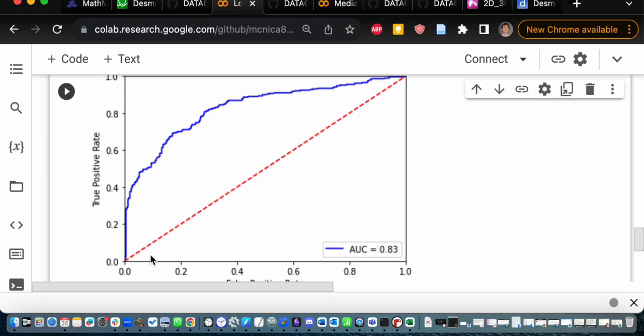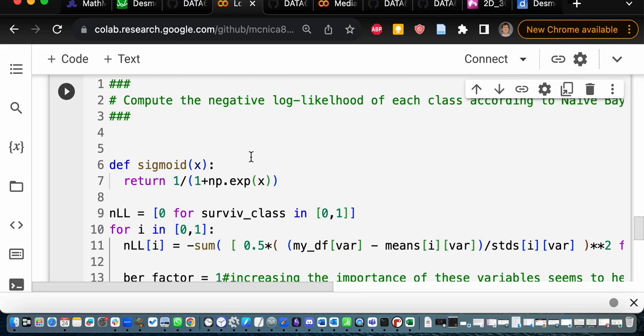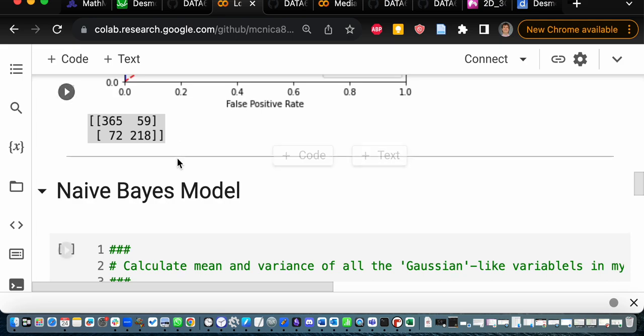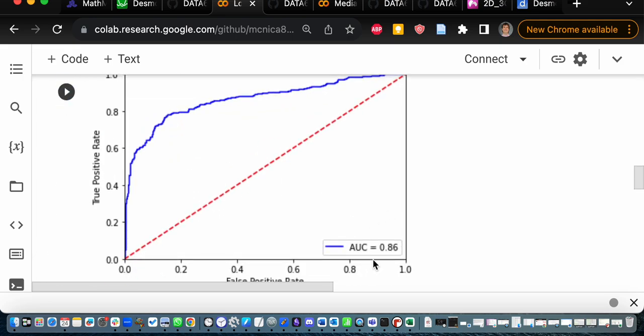If it was 1.0, that would be perfect, right? That would be going all the way up to no error and then moving over like that. If it has 0.5, that is random guessing, right? So random guessing gets an AUC of 0.5. This model got an AUC of 0.83. Okay, and what about the linear logistic regression? That had an AUC of 0.86. So just very slightly better in terms of AUC.